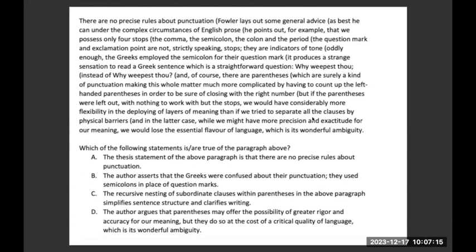There's a paragraph provided to you. You have to guess or infer which of the following statements is or are true from the paragraph. Please read the paragraph carefully. And in the meantime, I'll start underlining a few things. So you please read on your own and try answering this.